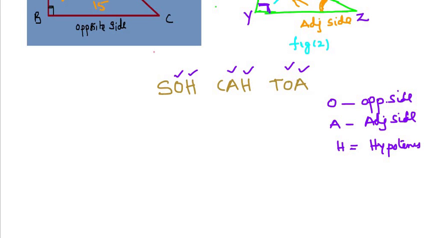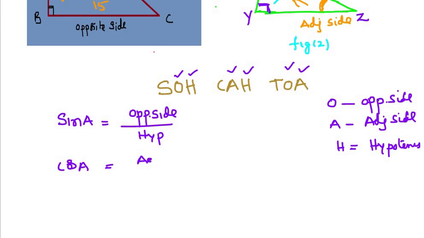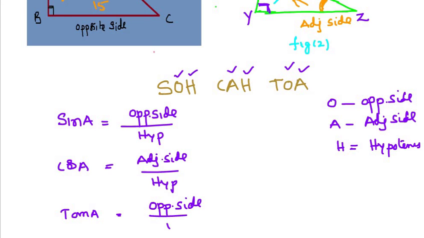Same thing I am rewriting here. Sin A is opposite side by hypotenuse. Cos A is adjacent side by hypotenuse. Tan A is opposite side by adjacent side. These are all three trigonometric ratios.